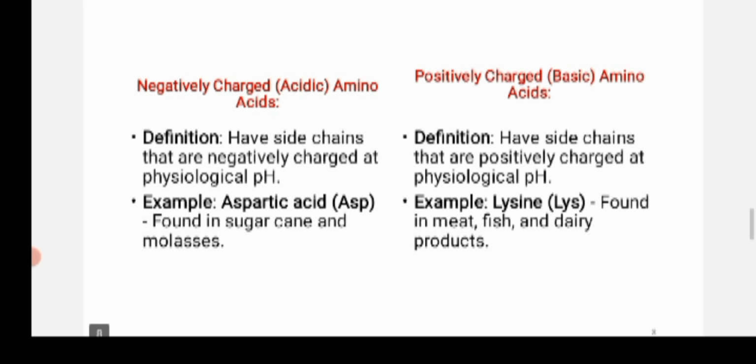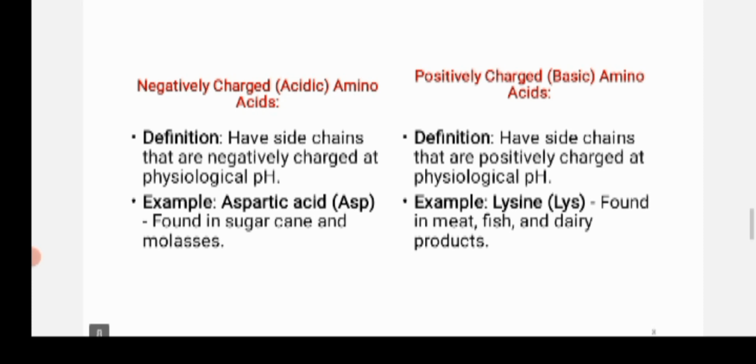Negatively charged means, as you already know, acidic in nature, and positively charged amino acid means basic. The negatively charged amino acid has a side chain that is negatively charged at physiological pH, but the positively charged has a side chain that is positively charged at physiological pH. These two types of amino acids depend on the pH. What is pH? pH is the negative logarithm of hydrogen ion concentration. The pH ranges from 0 to 14, and the center point 7 is neutral.